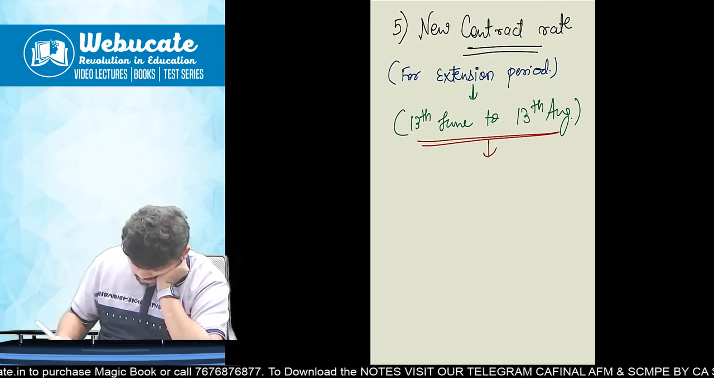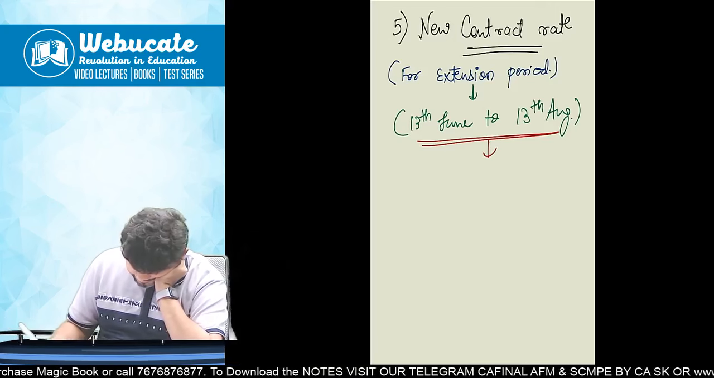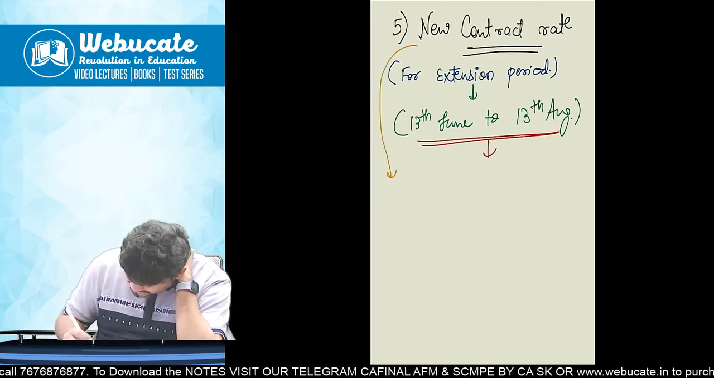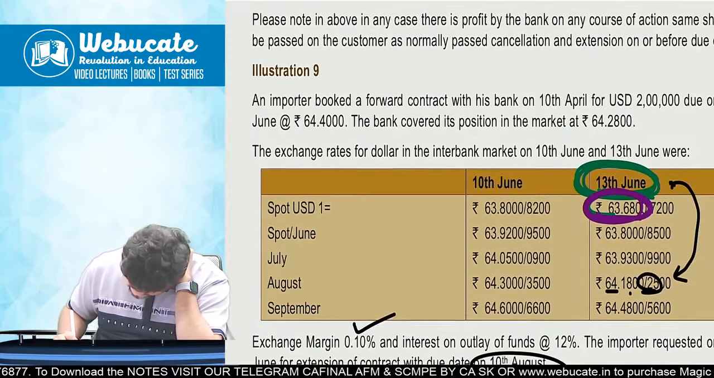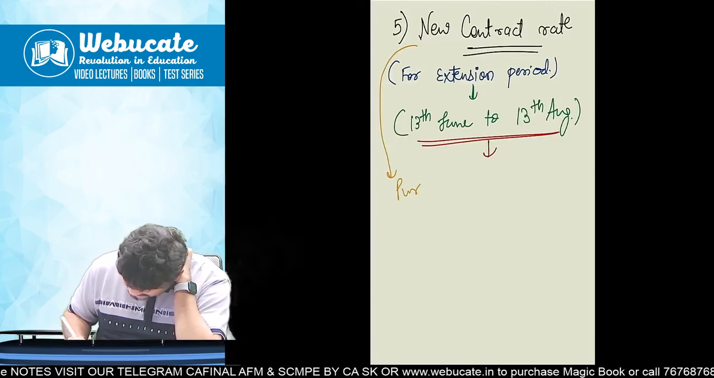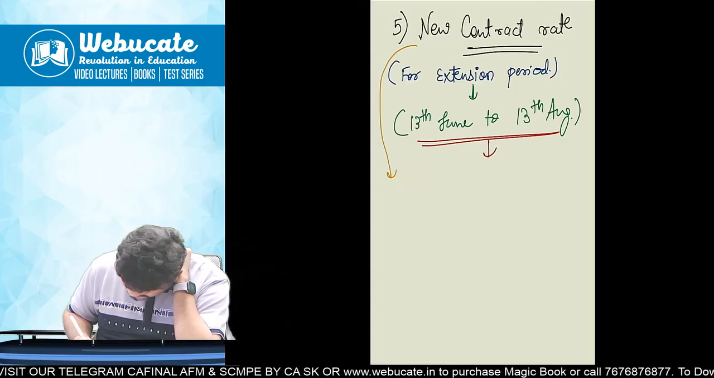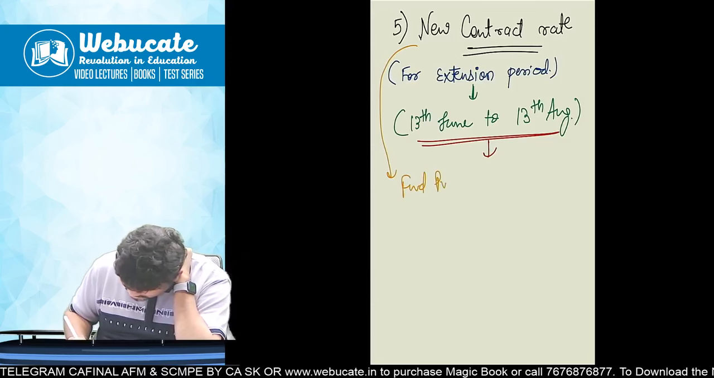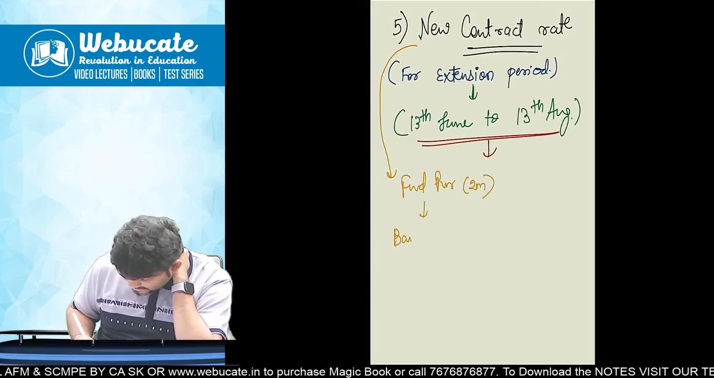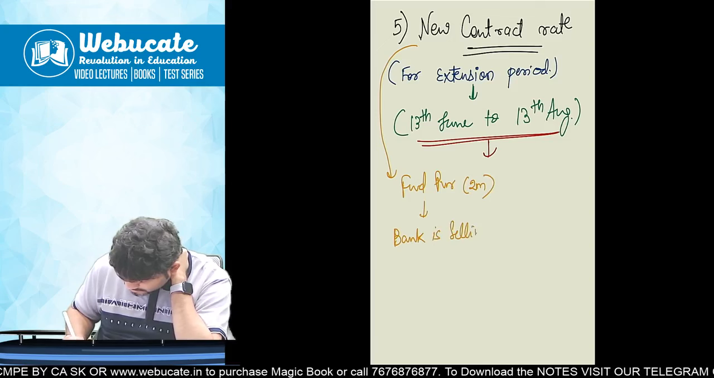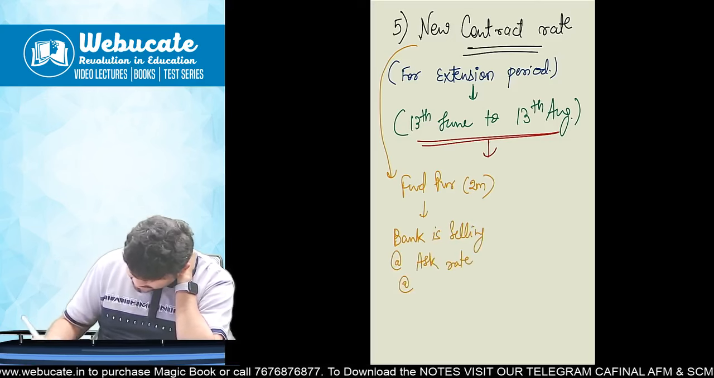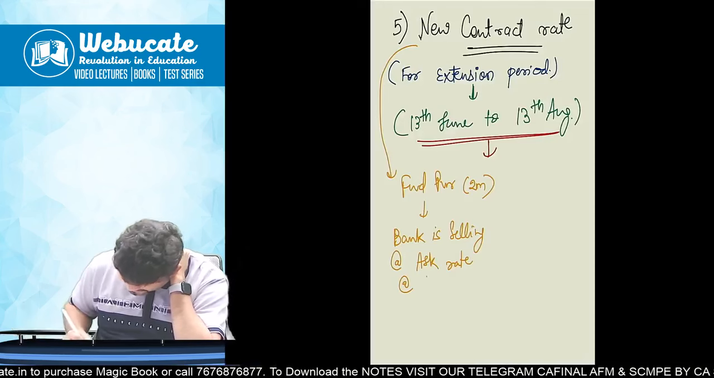Chalo. So now, new contract rate will be for the original thing. What was the original thing? Original thing was importer. So he wants to purchase. So he will do a forward purchase for 2 months. If you are purchasing, bank is selling at ask rate. Tell me, what is the ask rate? 64.25.